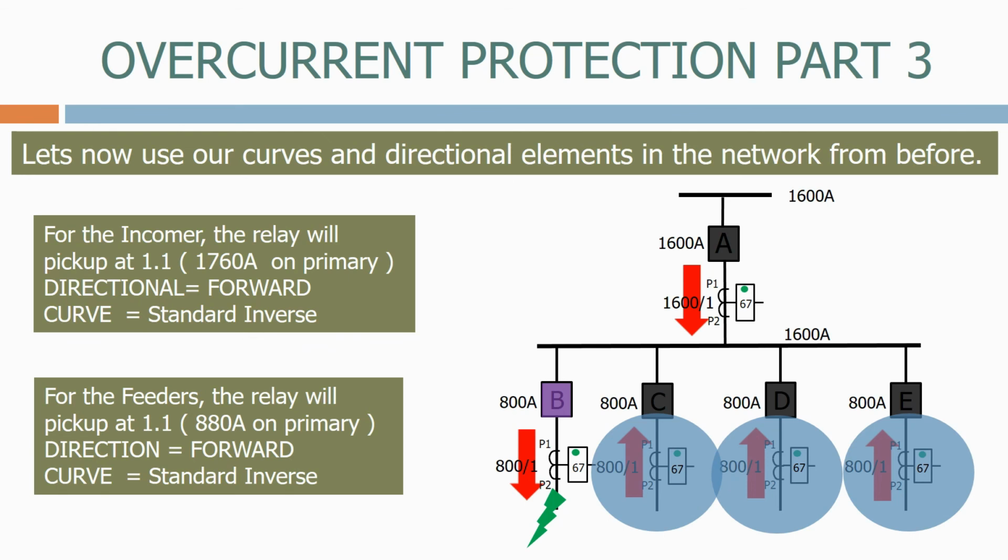For feeders C, D and E, again they all saw the current and the overcurrent relays picked up. But the current that they see is in the reverse direction. Therefore, the relays don't operate. By using the directional elements and the curves, we've now achieved good fault discrimination, because only the breaker on the faulted feeder has tripped.